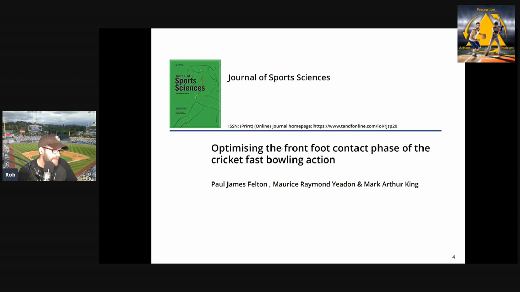So the paper I want to talk about is one that came out last year by Felton and colleagues in the Journal of Sports Science. A really interesting paper looking at cricket bowling, right? So they're looking at cricket bowling and how they can optimize that for an individual performer.